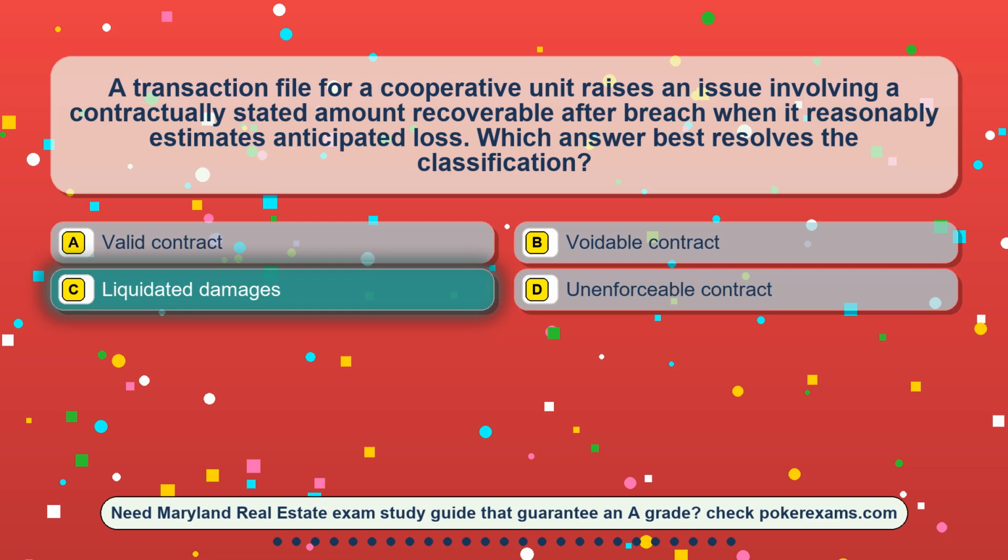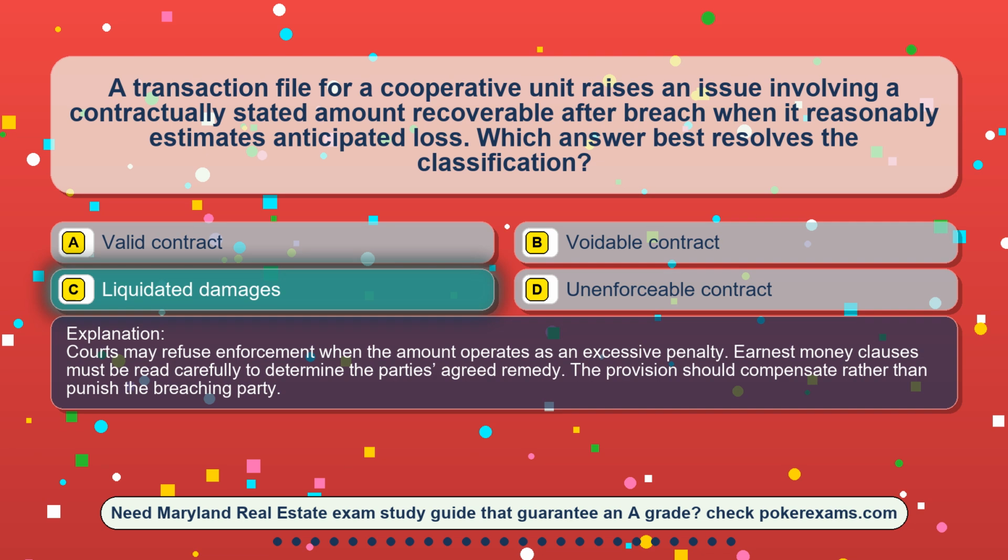The correct answer is option C, liquidated damages. Courts may refuse enforcement when the amount operates as an excessive penalty. Earnest money clauses must be read carefully to determine the party's agreed remedy. The provision should compensate rather than punish the breaching party.